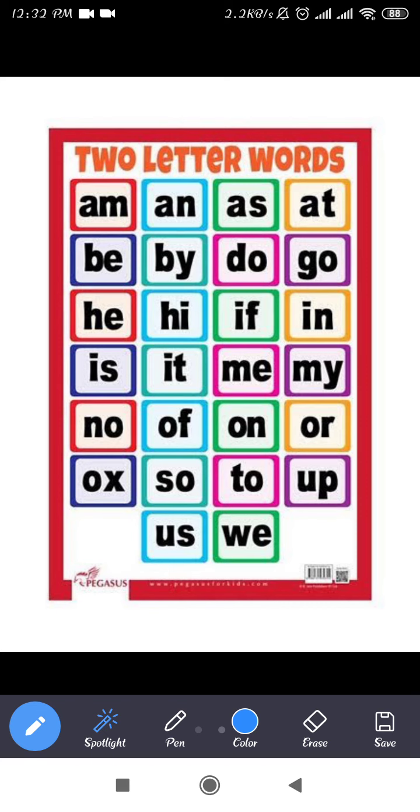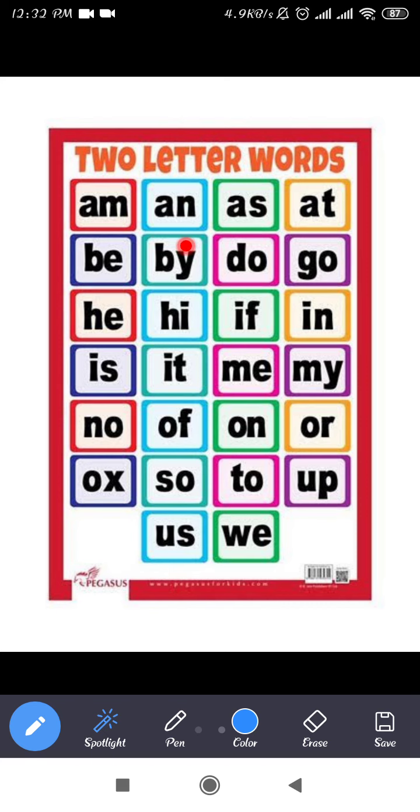Okay, so students, today we'll learn two-letter words. Two-letter words are made up of two letters. So now look here. First word is A-M. That is am. Next, A-N. An. So how will you pronounce it? First you have to read A, N. It will combinedly make the sound of an.